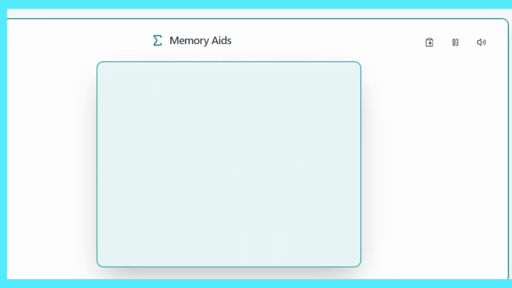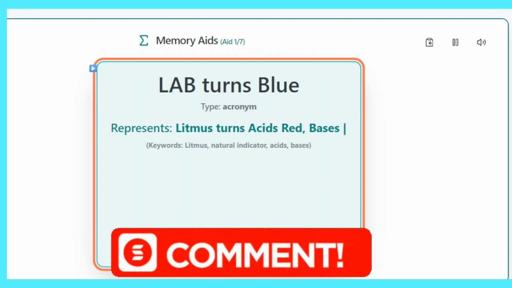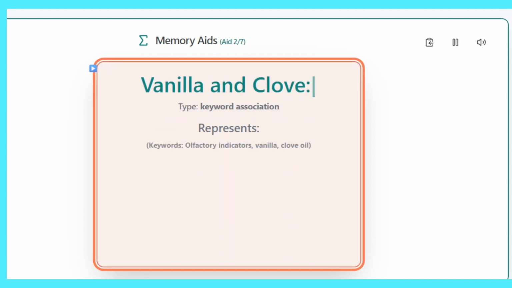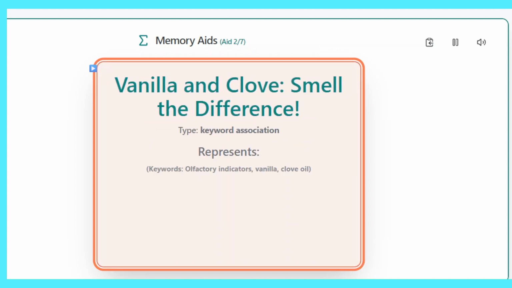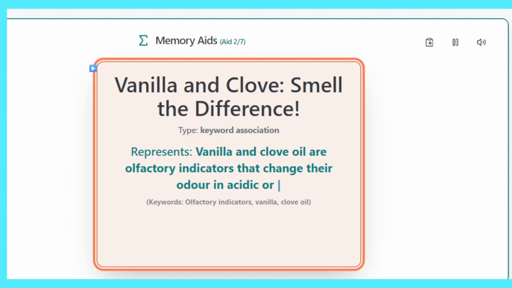Now starting, memory aids. Litmus turns blue. Which represents, litmus turns acids red, bases turn litmus blue. Vanilla and clove, smell the difference. Which represents, vanilla and clove oil are olfactory indicators that change their odor in acidic or basic media.